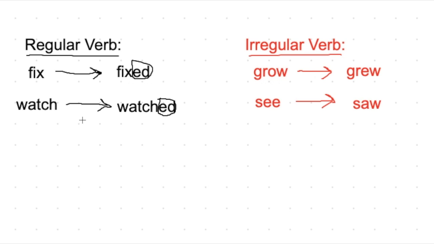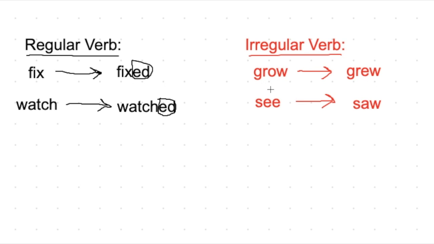Now write down these irregular verbs. You cannot just add ed to make them past tense. We don't say growed or seed. To make grow past tense, you need to change it to grew. So you can tell if a verb is irregular because to make it past tense, there's a middle vowel change. We changed the vowel O to E to make it past tense, from grow to grew.